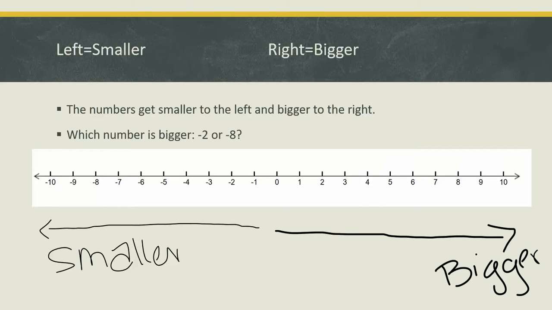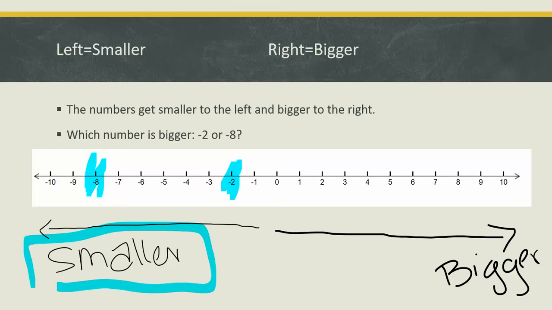Now let's apply this to some negative numbers. Which number is bigger, negative 2 or negative 8? First, let's find those on our number line. So I've highlighted negative 2 and negative 8. Now looking at my notes, I notice that it says as we go to the left, we get smaller. Numbers on the right are bigger. So negative 8 is smaller than negative 2.